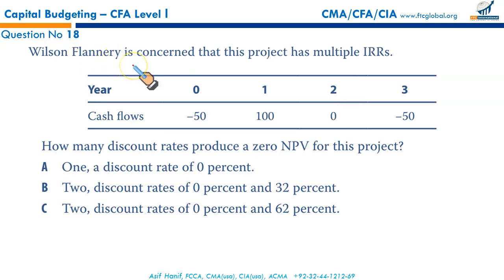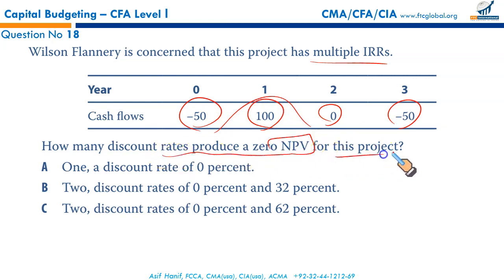Wilson Flannery is concerned that this project has multiple IRRs. The cash flows are negative 150, 100, 0, negative 150. Cash flow is changing direction. This is a non-conventional project. How many discount rates produce 0 NPV for this project?